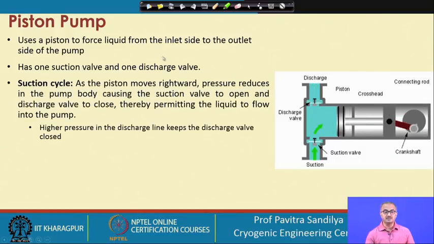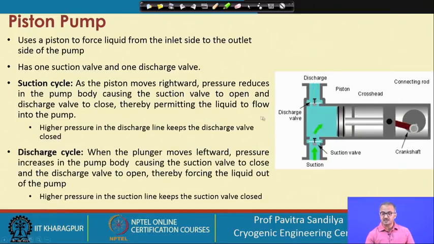So what happens in the suction cycle? The piston moves rightward and the pressure reduces in the pump body, causing the suction valve to open. When it is going to the right hand side, this valve is opening, and once this valve is open, the liquid is getting sucked in, while this other valve remains closed. So no liquid can go out during this suction cycle. High pressure in the discharge line keeps the discharge valve closed. So that is how it is only sucking.